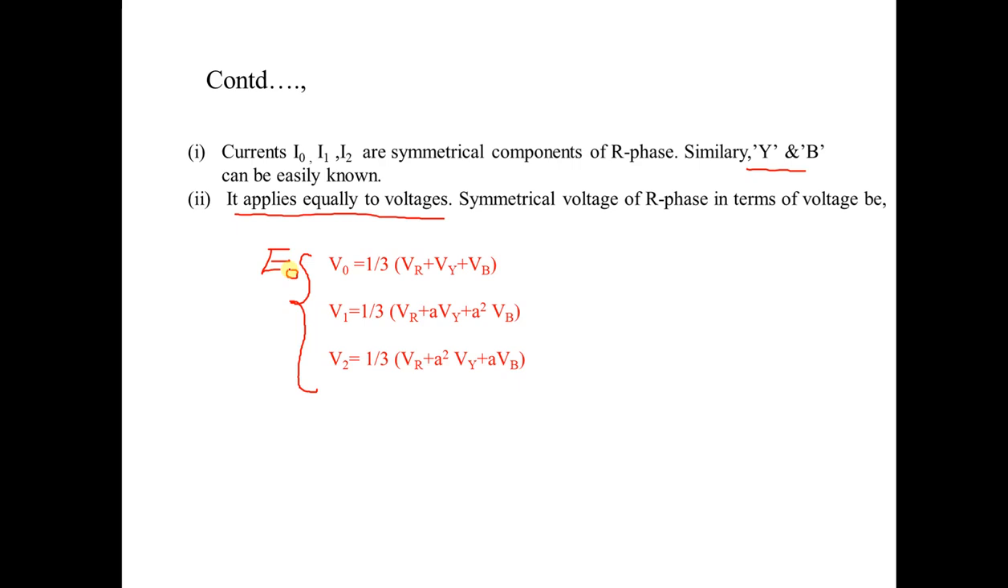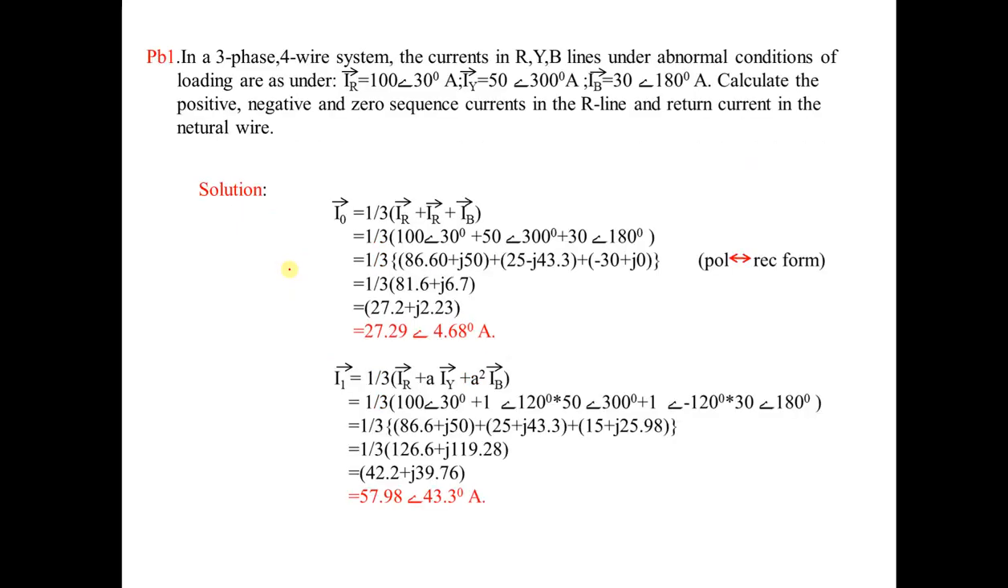Next, we are going to see a problem. The given question is: in a 3-phase 4-wire system, the currents in the RYB lines under abnormal loading conditions are given. IR vector is 100 angle 30 degree amps, IY is 50 angle 300 amps, IB is 30 angle 180 degree amps. Calculate the positive, negative and zero sequence current in R line and the return current in the neutral wire.